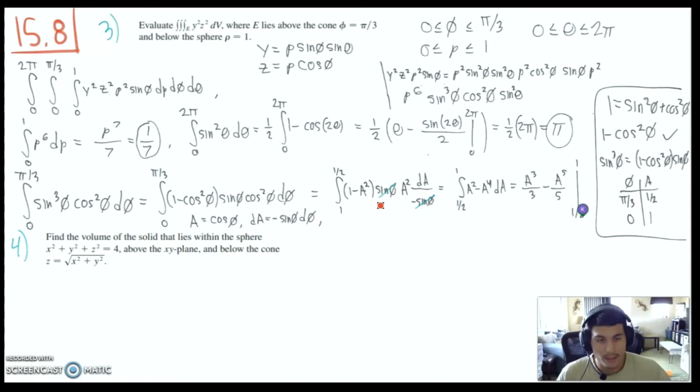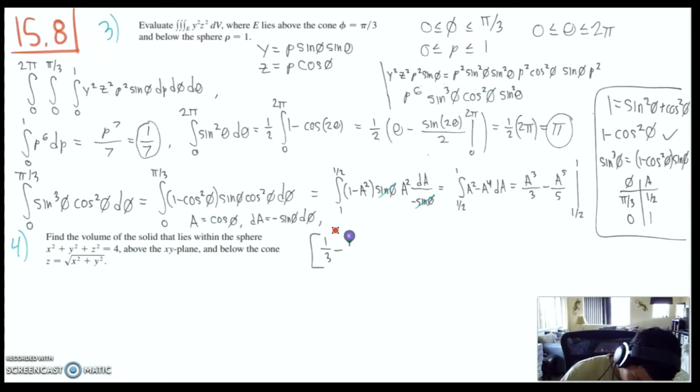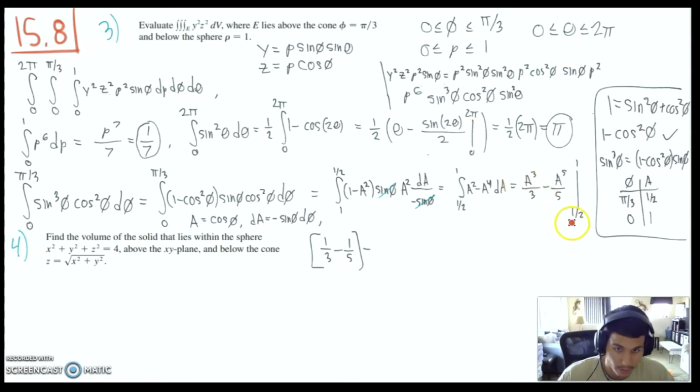Now, I'm going to evaluate this. It's going to equal 1/3 minus 1/5, right? 1 just goes in there, and then 1/2. Now, this is the part that's going to get a little trickier. 1/2 cubed, that's 1/8. 1/8 divided by 3 is 1/24.